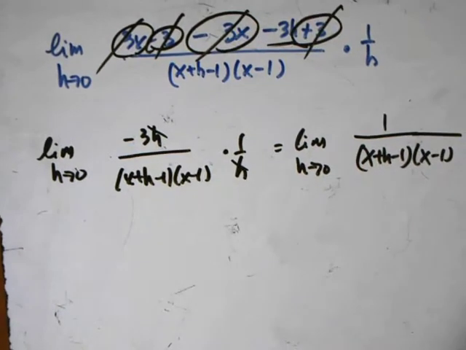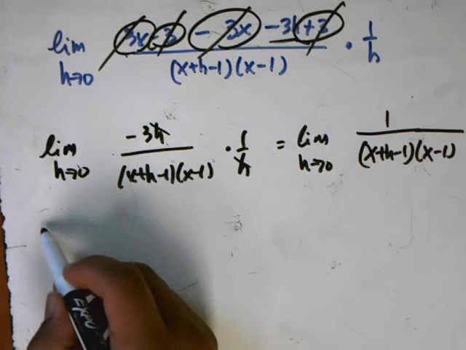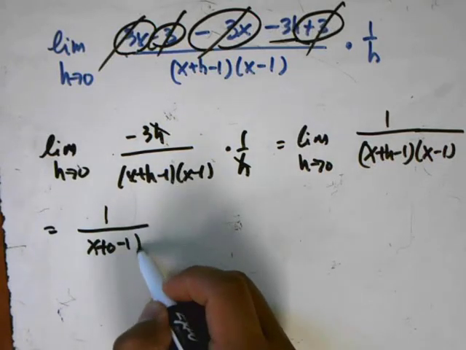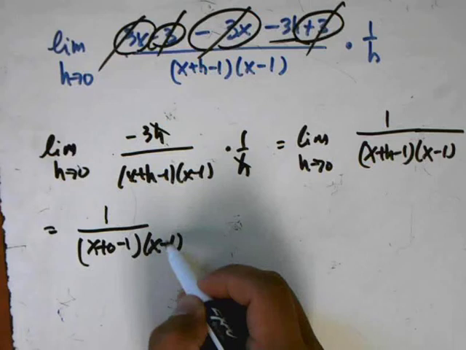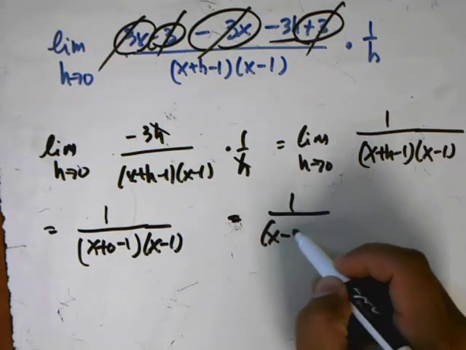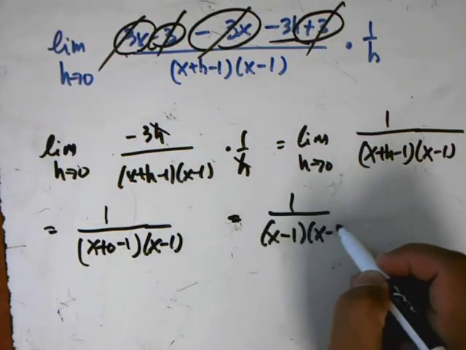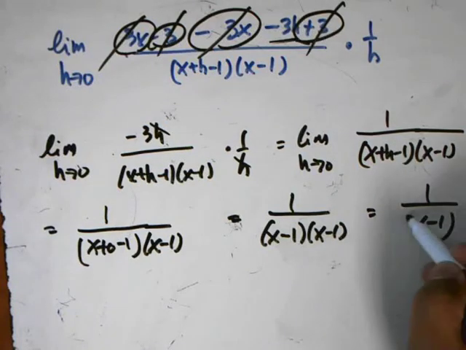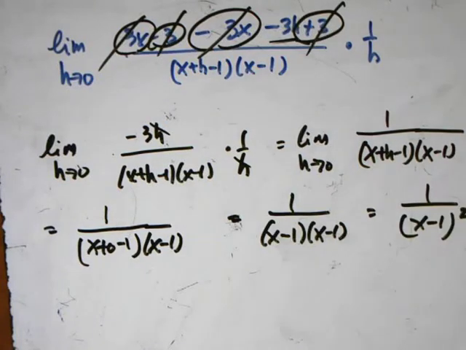So let me continue here. We can just do direct substitution so that all that is equal to 1 over x plus 0 minus 1 times x minus 1. And that, of course, gives us 1 over x minus 1 times x minus 1, or 1 over x minus 1 squared.